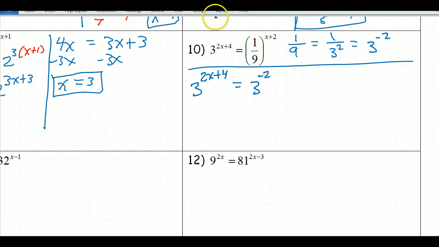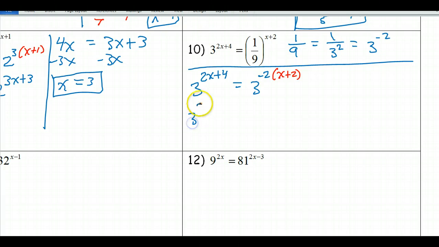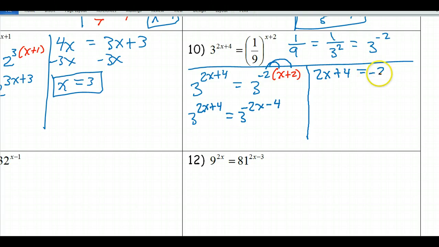Now, I still have this x plus 2 sitting there, so I'm still going to just keep the x plus 2 like that. The rest is just like all the other problems we've done. So we will have 3 to the 2x plus 4 power equals 3 to the negative 2x minus 4 power. I did the distributive property. Now that the bases are the same, I can set the exponents equal to each other. So 2x plus 4 should equal negative 2x minus 4.